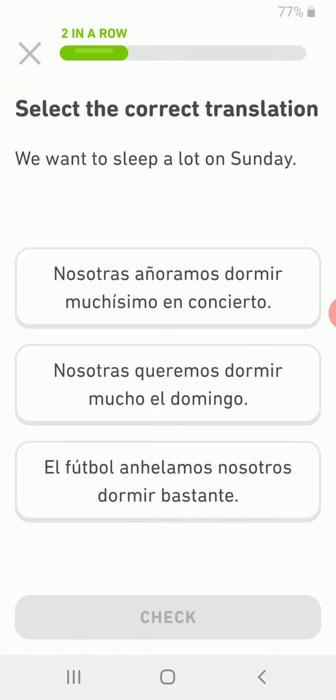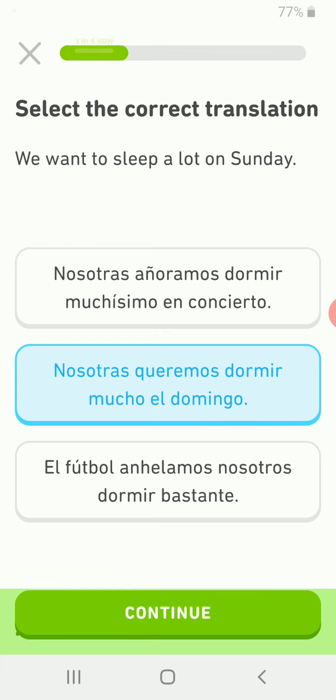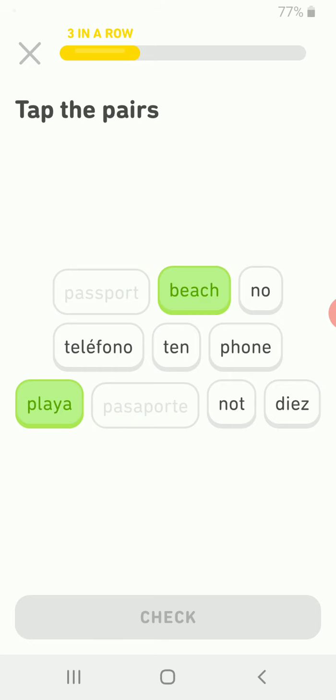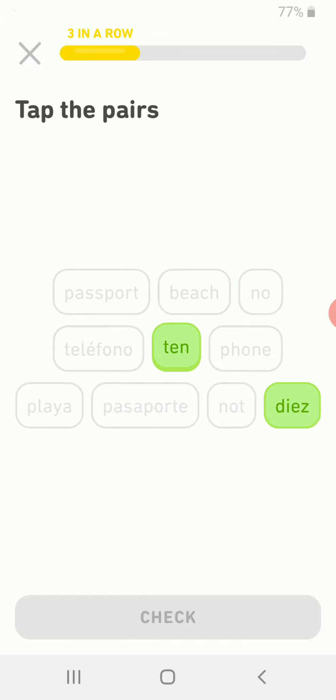Select the correct translation. We want to sleep a lot on Sunday. So we is nosotros, or nosotras, and want is queremos. Nosotras queremos dormir. So to sleep is dormir in Spanish. Mucho el domingo, on Sunday. Now we have to pair up the words. Passport is pasaporte, beach is playa, no is no, teléfono is the phone, and diez is 10.